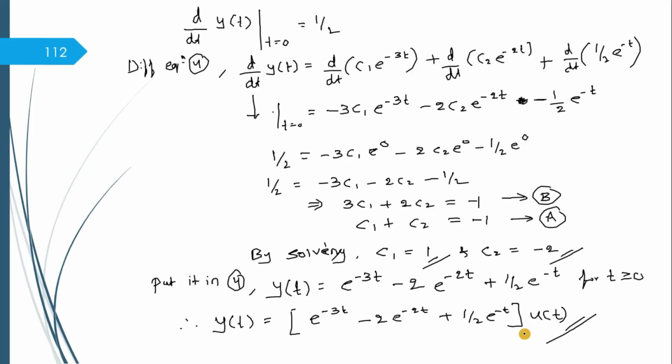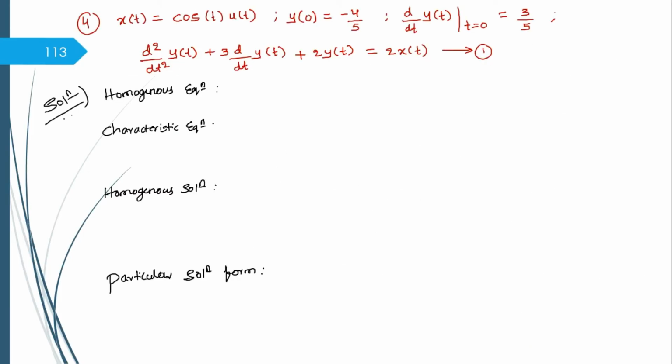So we shall proceed with the next example. Here the input is cos t u of t. Initial conditions are here. The equation is given here. Homogeneous equation: just write the same thing by making x of t equal to 0. So d square by dt square y of t plus 3 into d by dt of y of t plus 2 into y of t is equal to 0. This is your homogeneous equation.